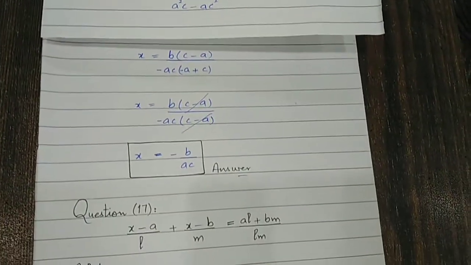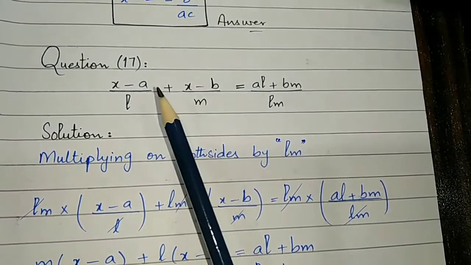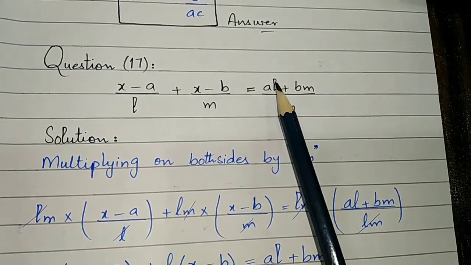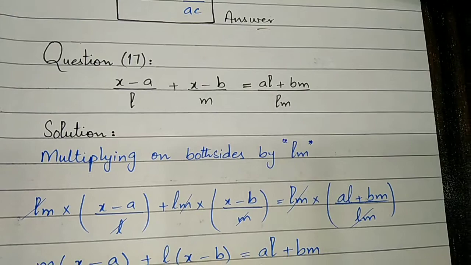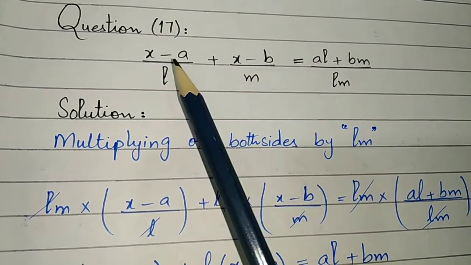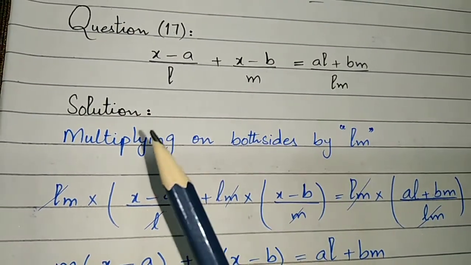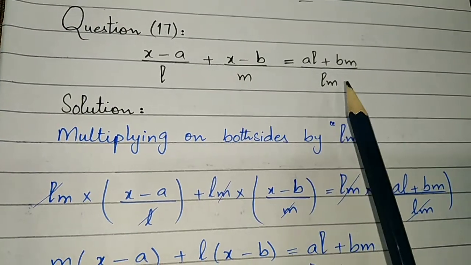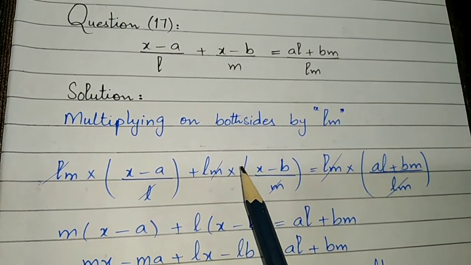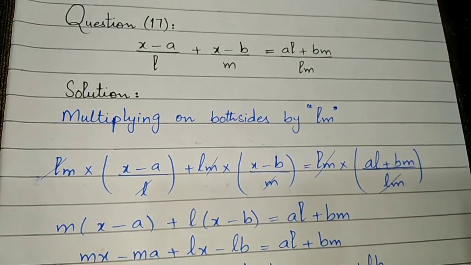Now we have to move to our next question, that is question number 17. That is (x minus a) over l plus (x minus b) over m equals (al plus bm) over lm. So we have to find the value of x. The value of x is involved in the two terms. So firstly we have to remove the denominators by multiplying both sides by the LCM, that is lm. So lm times (x minus a) over l plus lm times (x minus b) over m equals lm times (al plus bm) over lm.